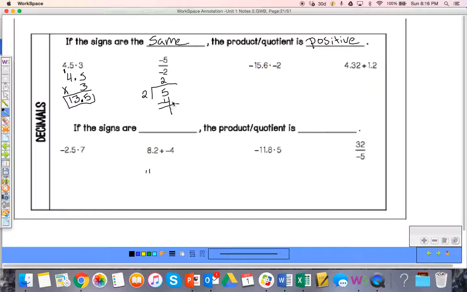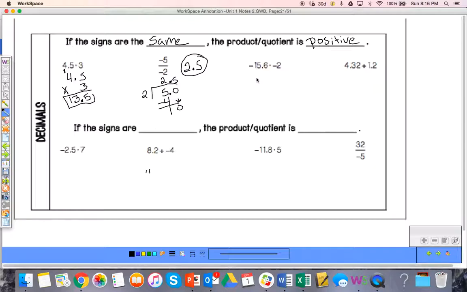Okay, we have 1 left over. We need to add a 0. Bring it down. How many times does 2 go into 10? It goes in there 5 times. Bring up our 0. So our answer is 2.5. We have a negative times a negative, so they have the same sign. So it is a positive answer.